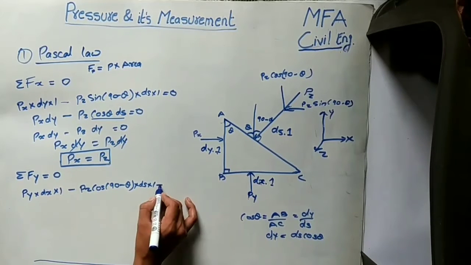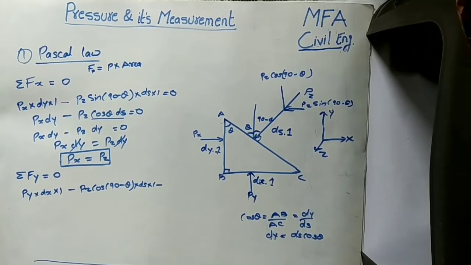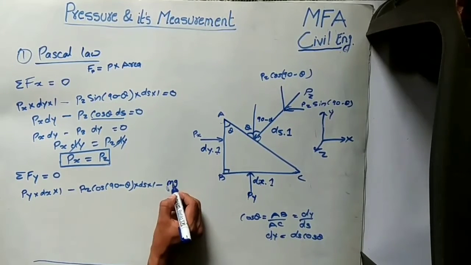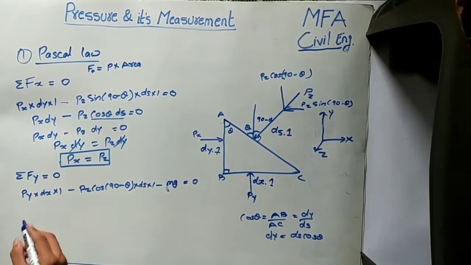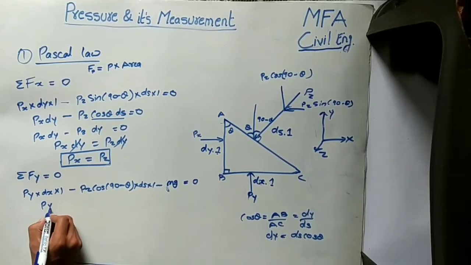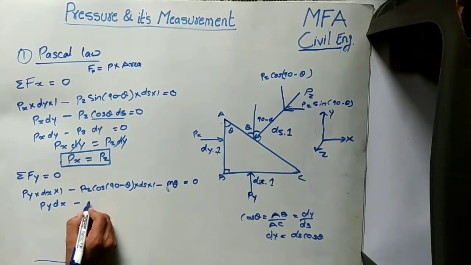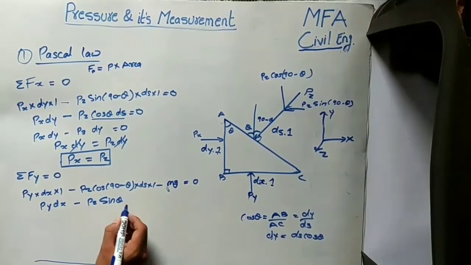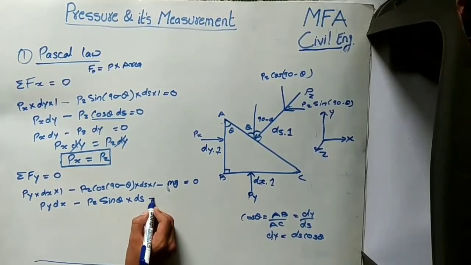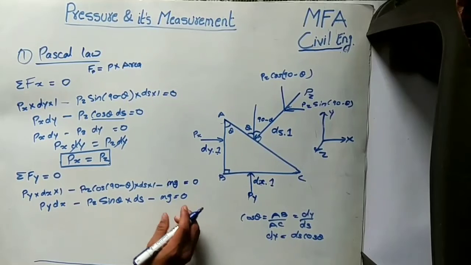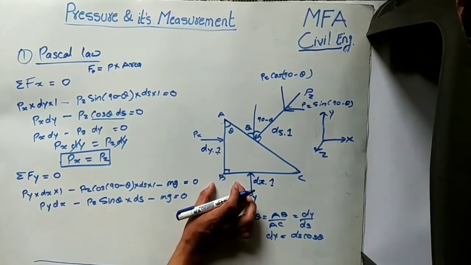And also the weight of the fluid, which is mass into acceleration due to gravity, is equal to 0. So Py into dx into 1, this is Py into dx, minus Pz, cos of 90 minus theta is sine of theta, into ds, minus mass into acceleration due to gravity is equal to 0. Now we are considering a small molecule of the liquid.